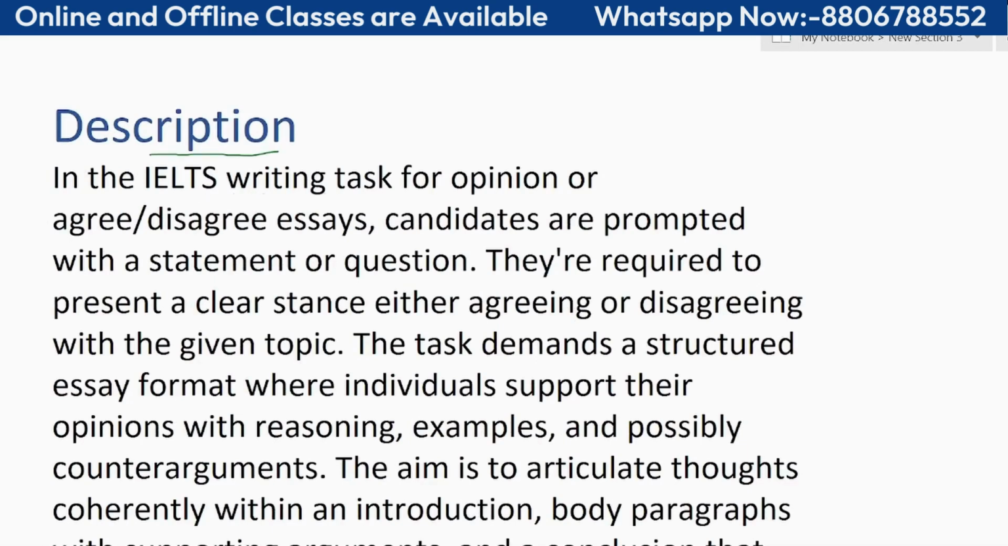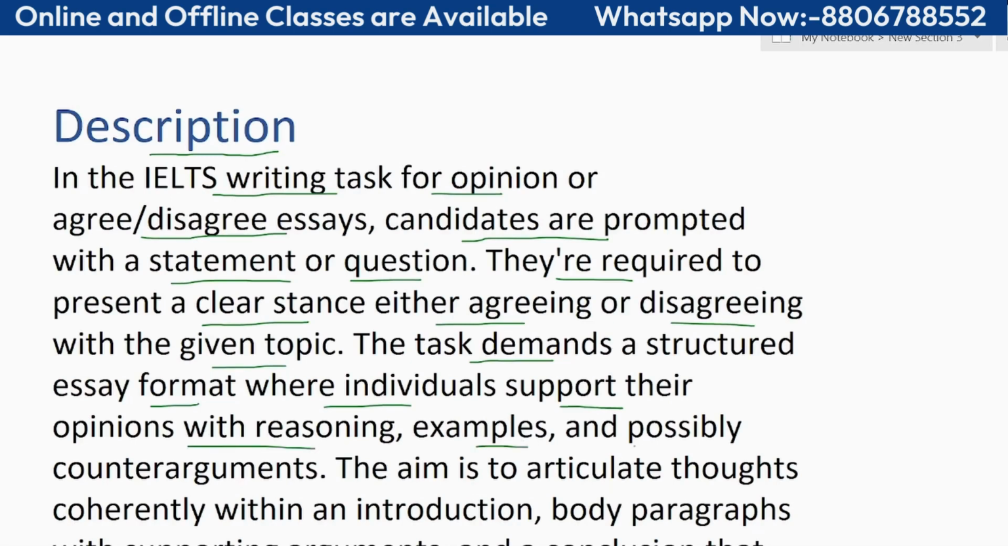In IELTS writing task for opinion or agree-disagree essays, candidates are prompted with a statement or question. They are required to present a clear stance, either agreeing or disagreeing with the given topic. The task demands a structured essay format where individuals support their opinions with reasoning, examples, and possibly counter-arguments.